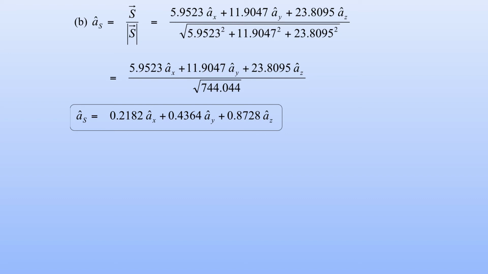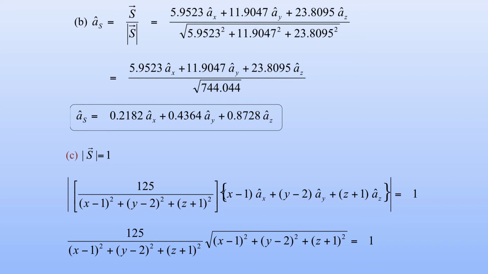Now let us move ahead further and solve for the third part of the question. It is slightly more difficult as compared to the first two. So in this case we substitute the condition that magnitude of vector s equals 1. On the left hand side you can see we are substituting the general equation, not the value of vector s obtained at point P. It is not mentioned that we have to evaluate it at point P. So we substitute the very first general equation, substitute the vector and try to obtain its magnitude.